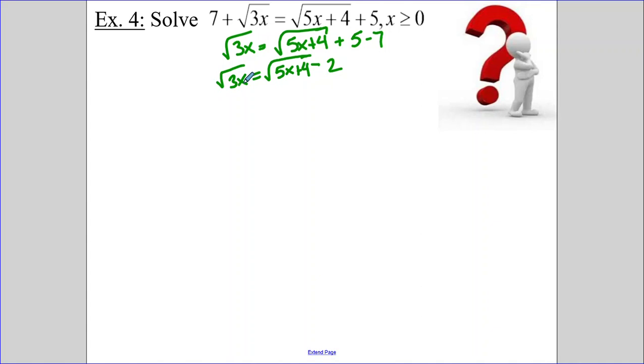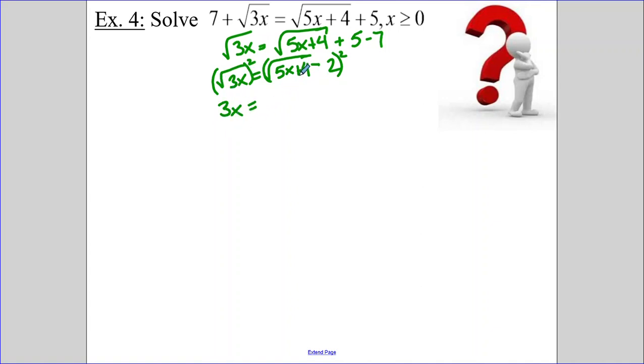Now, when I square these, it doesn't matter which one we square first, so let's just check and see what happens if we square what we have right here. If I take a look at my first term, I'm going to square this, and then remember I have to square everything over here. So if I square this, that's okay. The square and the square root is just going to give me a 3x.